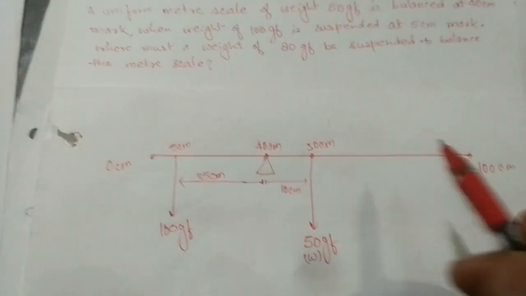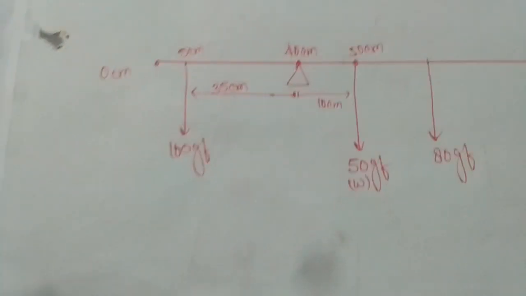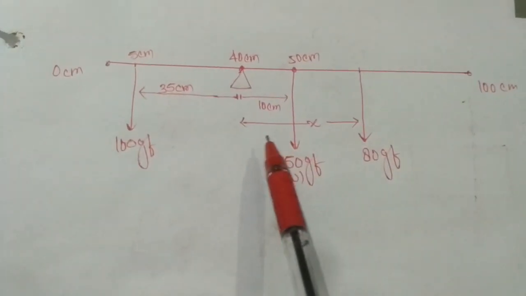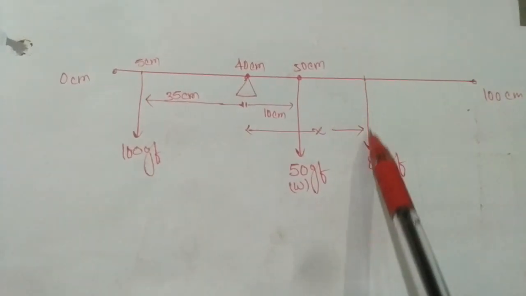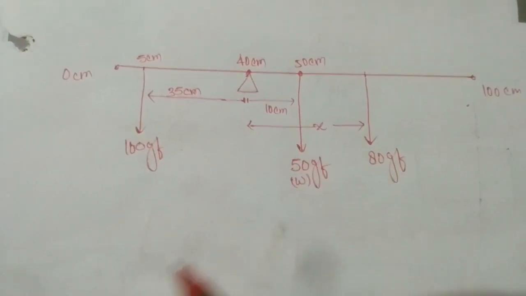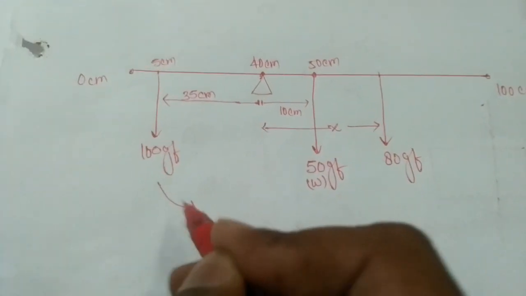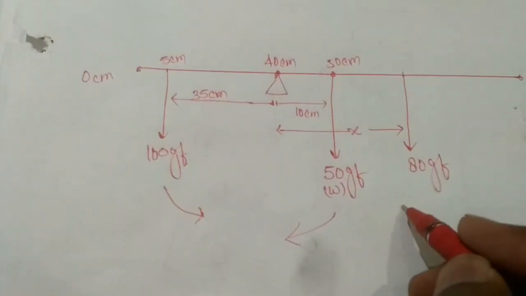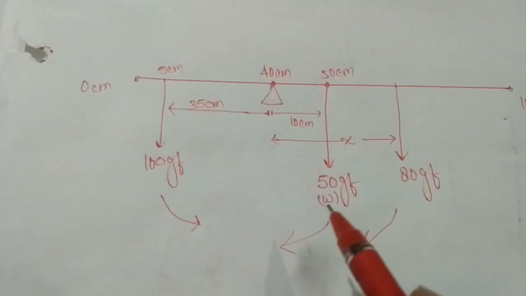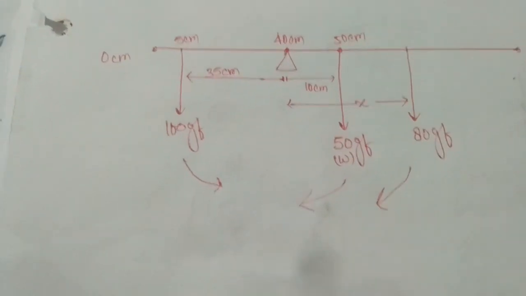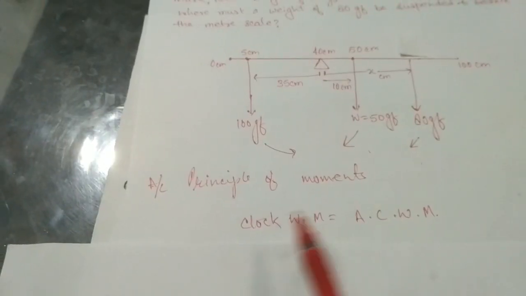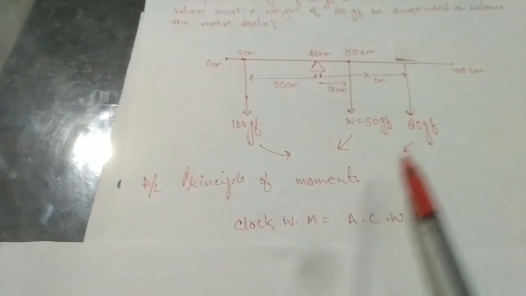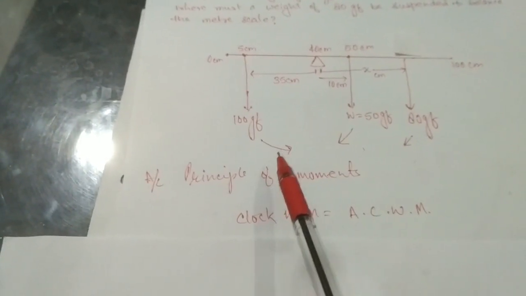Let the point be somewhere here, and let the perpendicular distance be x. This we have to find: at what distance the 80 gram force must be suspended. Same thing, this is going in the clockwise direction, this is going in the anti-clockwise direction, and this one is also going in the anti-clockwise direction. So according to the principle of moments, the clockwise moment is equal to the anti-clockwise moment. This one and this one are in the clockwise direction and this one is only in the anti-clockwise direction.